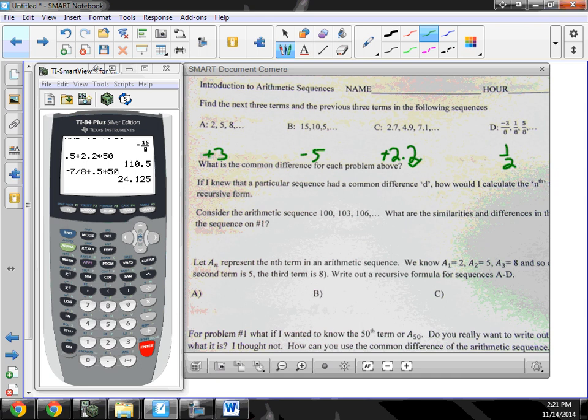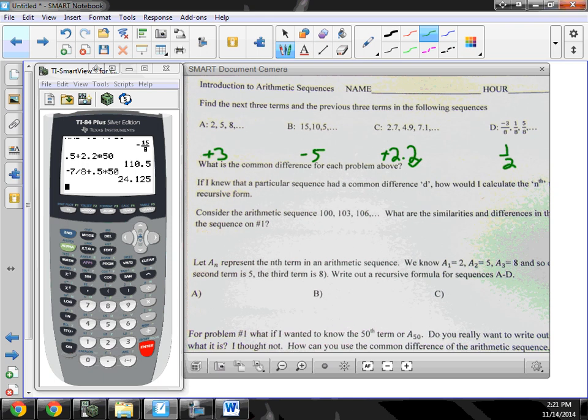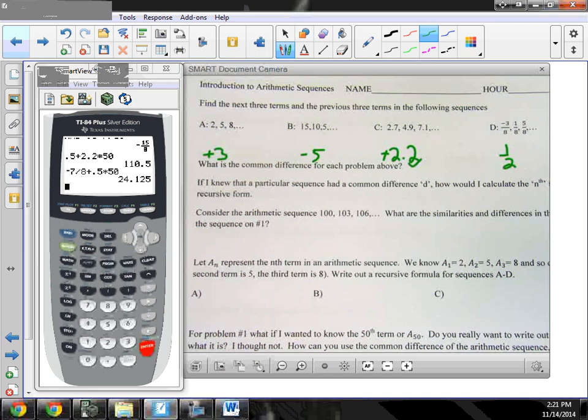Now, a lot of times you'll be asked to continue a sequence. So it says find the next 3 terms and the previous 3 terms in the following sequences. So if we were to follow that sequence forward, what would it be? So 11, 14, 17. If I were to follow it backwards, what would it be? -1, -4, -7. Okay? So go ahead and find the next 3 terms and the previous 3 terms in each of those sequences. I'm going to pause the video.